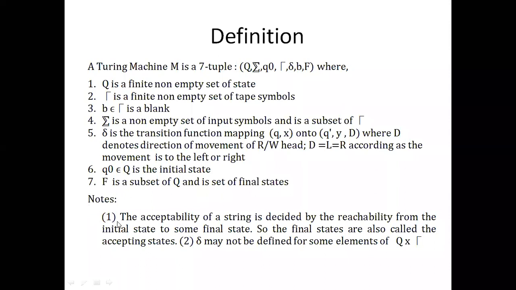Okay, so let us read out what is written here. The acceptability of the string is decided by the reachability from the initial state to some final state. So the final states are also called the accepting states. Fine. So in case of a Turing machine, the acceptability of the string is such that on processing a particular string, if the machine enters into the final state, then we say that okay, now accept the string and stop the processing.